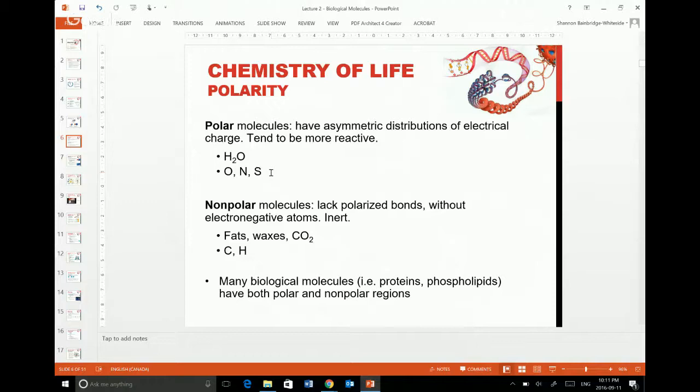So it's important to note, though, that a lot of the biological molecules are going to have different components of themselves that have polar activities as well as nonpolar activities. And that's going to help with different folding and different interactions between these different molecules.